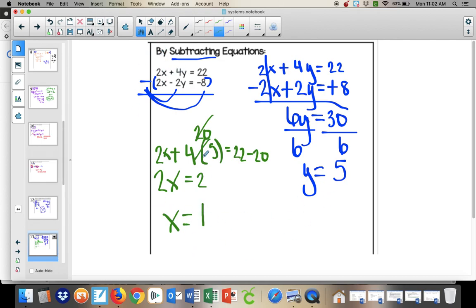So let's really quickly check. 2 times 1 is 2. 4 times 5 is 20. 2 plus 20 is 22. Good. 2 times 1 is 2. 2 times 5 is 10. 2 take away 10 is negative 8. Correct. So our final answer is 1, 5. That is where these two equations intersect on a graph.